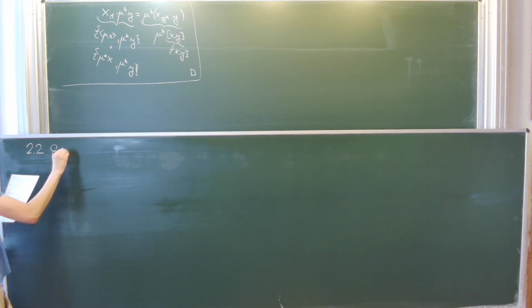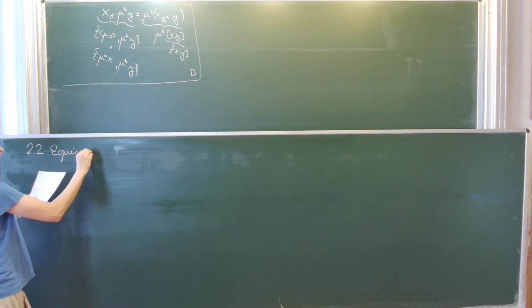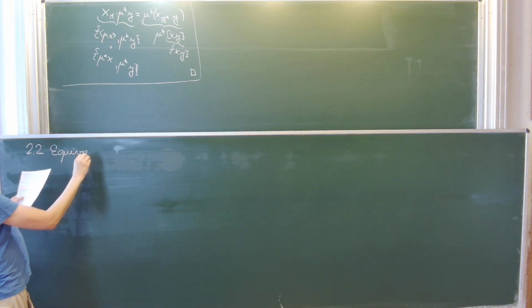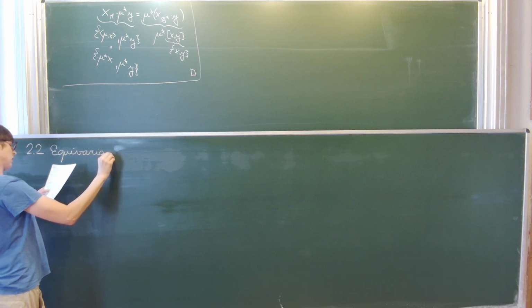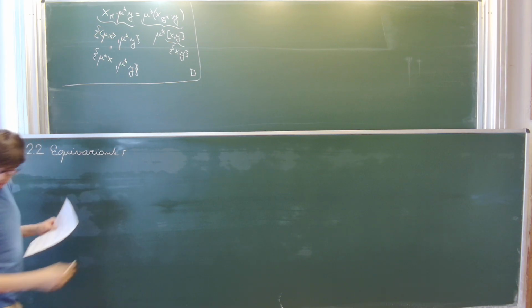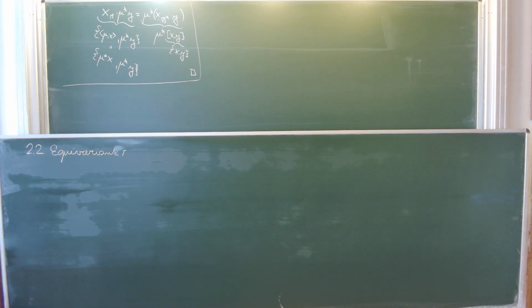Next time I will finish this and then I will hopefully sketch some connection to the Poisson methodology. For now, equivariant reductions. Sorry, let me just call them reductions. Reductions of Courant algebroids.